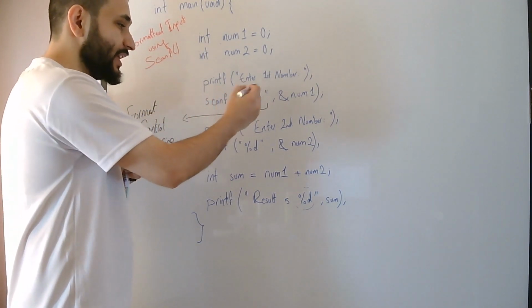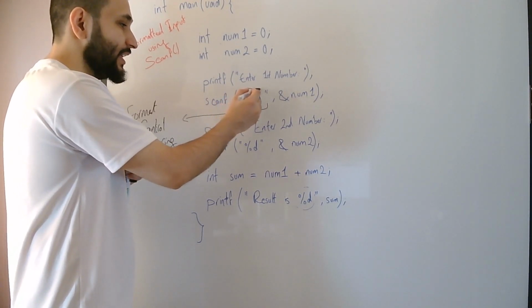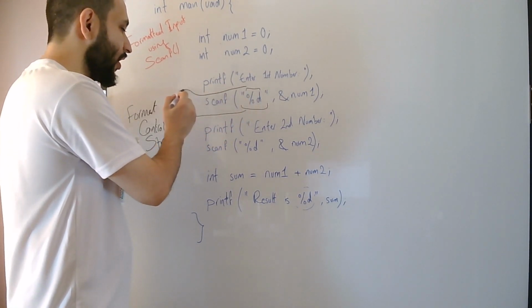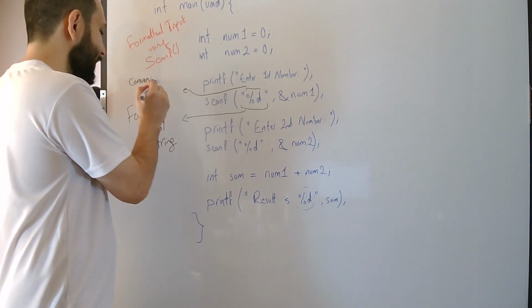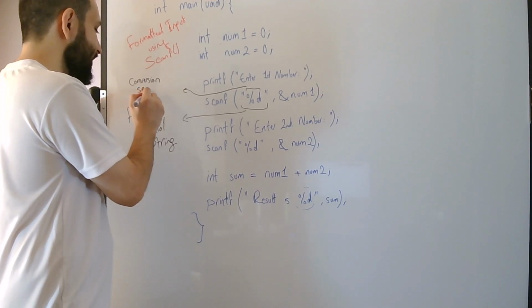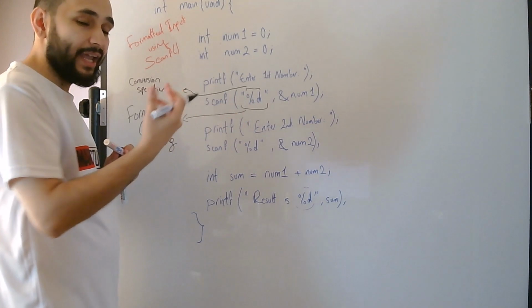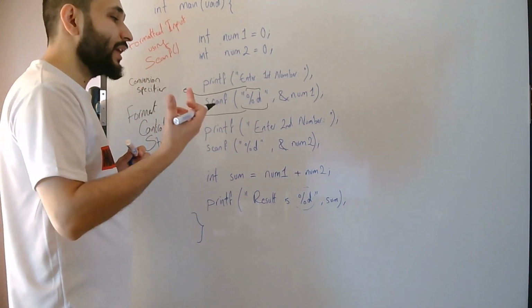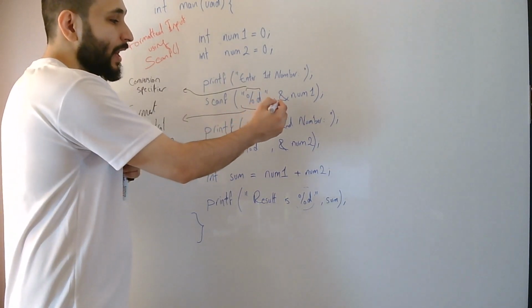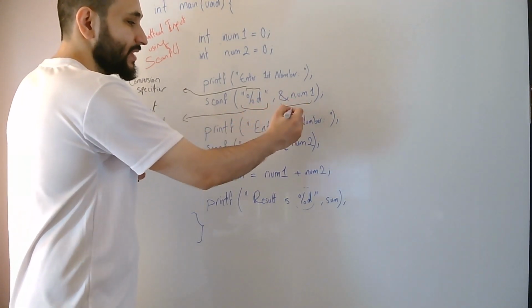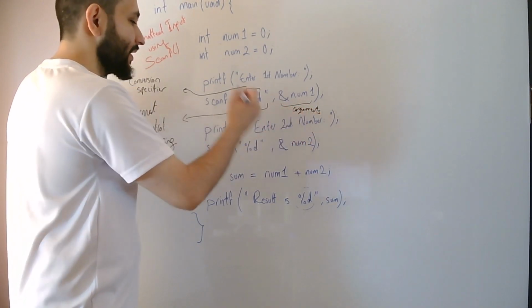This d stands for decimal numbers. So this %d in here is called the conversion specifier, and this d indicates that this is a decimal number, that is, an integer. And after the comma we have the arguments. So basically this part is called the arguments for the scanf function.